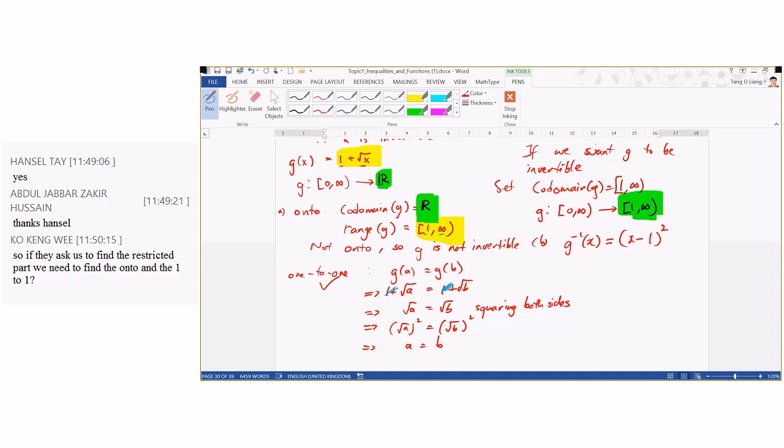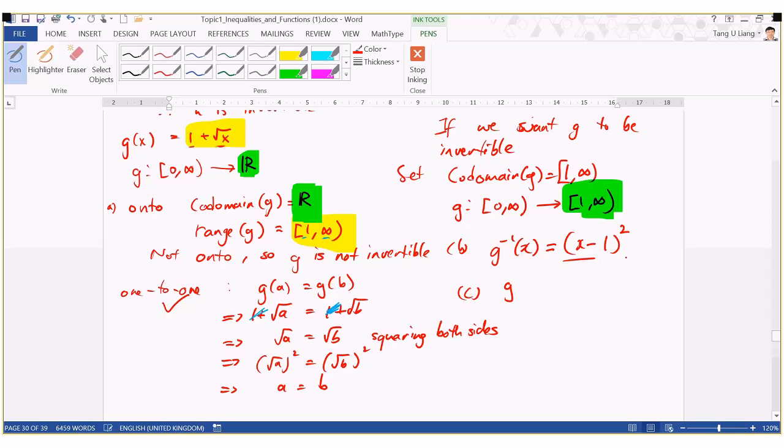What is the domain of G inverse? Guys, give me a suggestion. Tell me what's the answer. Type in the message box. What do you think is the answer to the domain of G inverse? It seems like the real numbers, but no, it's incorrect. It's not the real numbers.